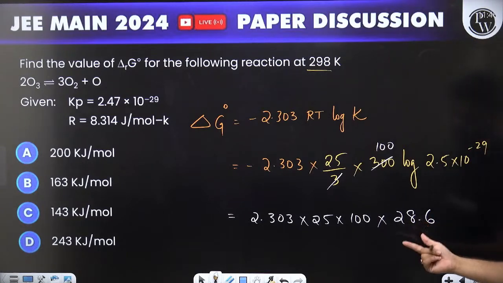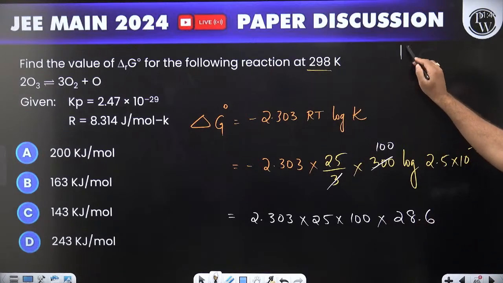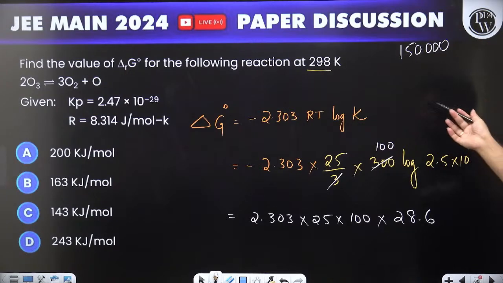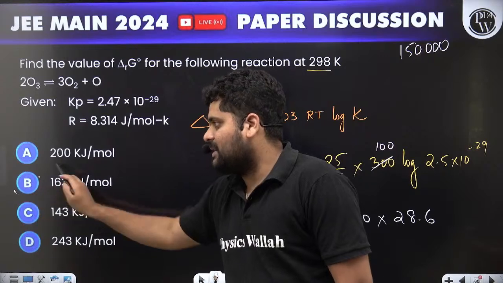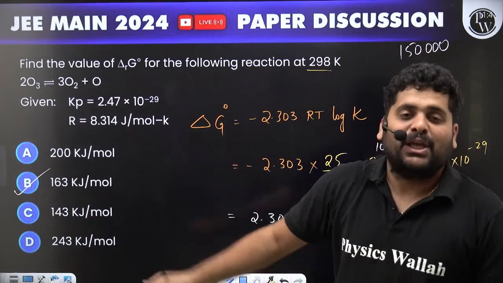I'm making it as 30. 15,000. If it is 30, it is going to be 1,50,000. 1,50,000, right? Something more than 1,50,000 should be our answer. The answer for this should be 163 kilojoules per mole. If you don't believe, do the calculation on your own. You'll get this answer only.